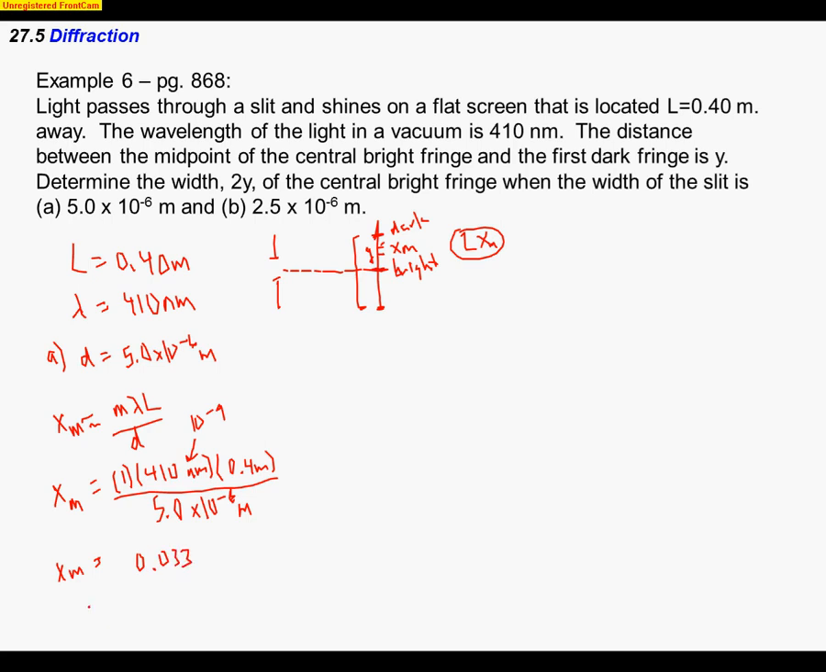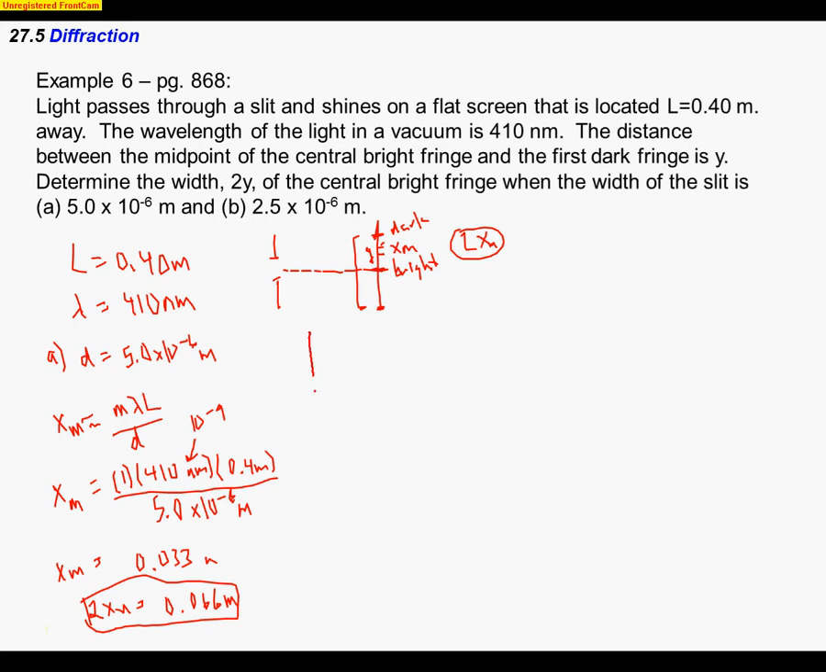Then if we double that, 2xm, to get the entire width of the bright band, not just from the center to the edge, but from one edge to the other, that's just going to be double that. So 0.066 meters. Then we can verify that our approximation here was okay. This is 0.066 meters. That's much, much smaller than this distance here, which was 0.4 meters.